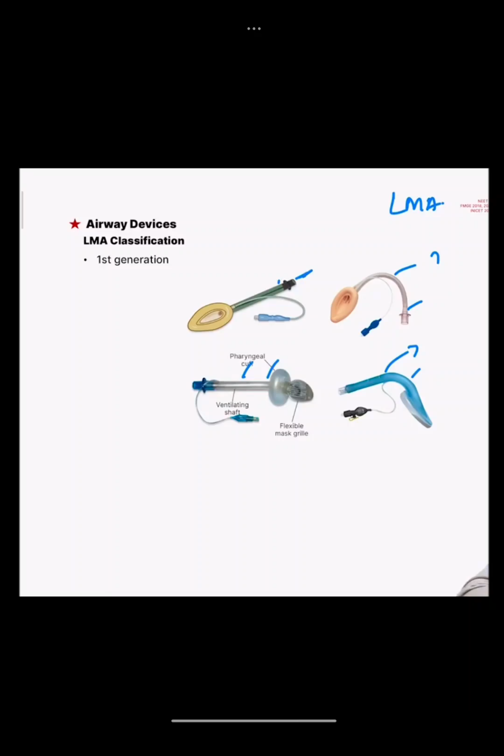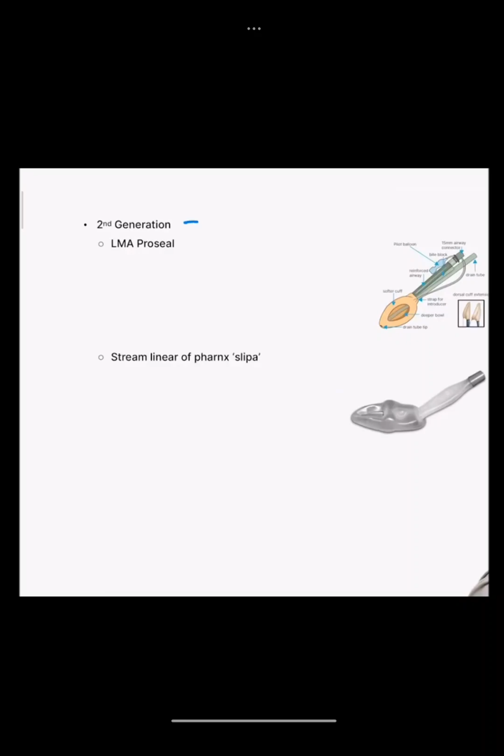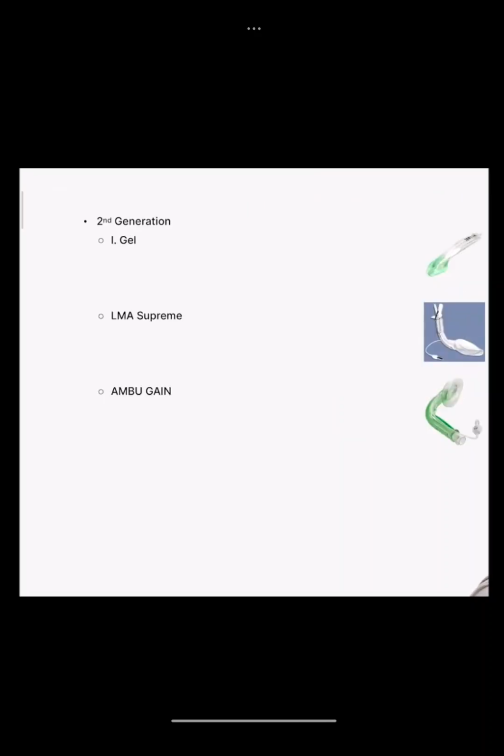If you add an extra port to this, it becomes a second generation LMA. Second generation means an extra port is added to it. In that you have LMA Proseal. Slippa is the streamliner of the pharynx. This is LMA Proseal. Slippa is there, right? And iGel is the second generation LMA. LMA Supreme is there. AMBU Gain is there.